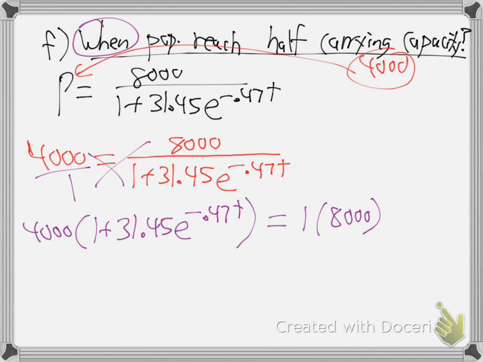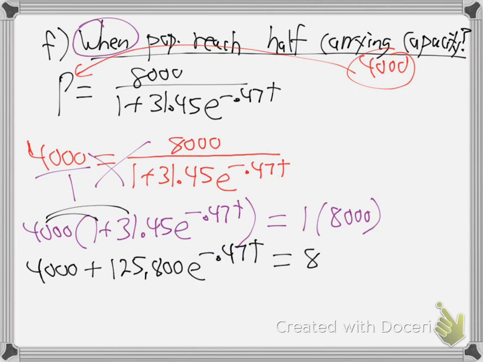And then distribute that 4,000. So boom, boom. So we get 4,000 times 1, and then 4,000 times that 31.45. I'm getting, what's that, 125,800 e to the minus 0.47t is 8,000. We good to there? Trying to solve for t still. What should I do? Divide by 125,800. Maybe you're a step ahead. So we want to first subtract that 4,000, yeah, and then we'll divide. So do that.